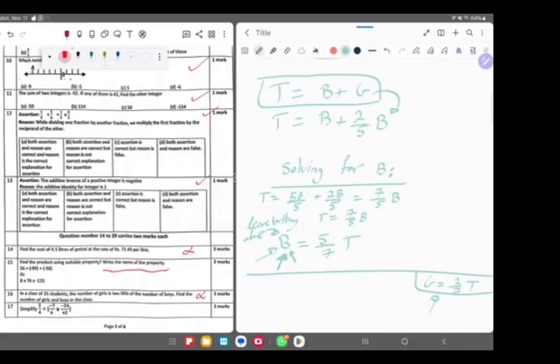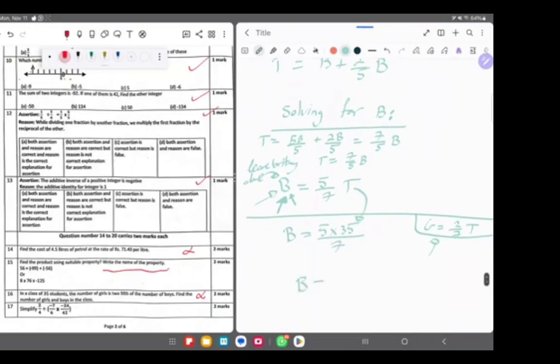So if it's alone, this is what I'm getting: the number of boys, 5 over 7 of the total. I've got 35 students. So what is the total number of boys? The number of boys is going to be 5 times the total, which is 35, so substitute T over 7. So b equals 175 over 7.